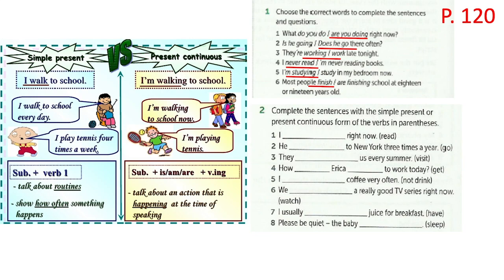Complete the sentences using the verbs in parentheses. There you have in number 1. I read now. So here you need to use the present continuous here, it says, right? So here we complete I'm reading. Okay, so please remember that when you use a present continuous, it doesn't mean that you only need to add ing, reading, going. Yes, you have to do that, but you also have to add the verb to be. So here I'm reading. He going? No, he goes to New York 3 times a year. Why? Because this is an expression that is used for simple present.